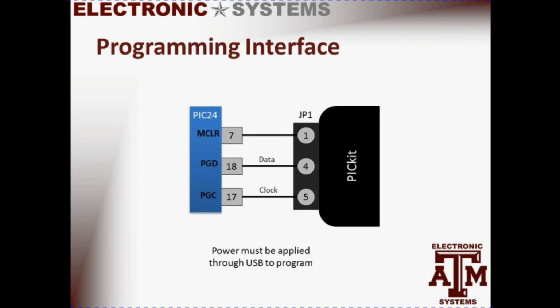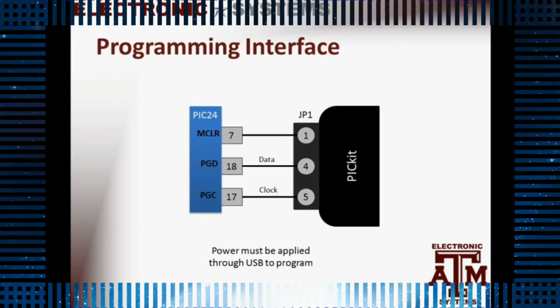This diagram shows how the Picket programmer is connected to the Nesi board in order to program the device. The arrow on the Picket programmer should be connected to the pin marked with an asterisk on the board. And remember that power must be applied via USB in order to program the device.